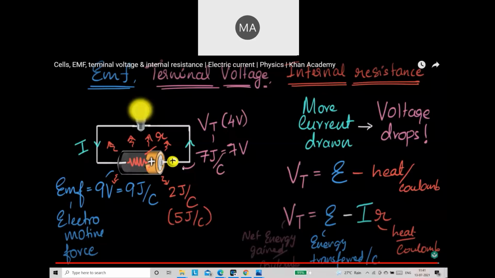Why does the voltage drop? Due to the internal resistance, voltage drops. How much voltage drop across the small r? According to Ohm's law, what is the voltage drop across small r resistance?